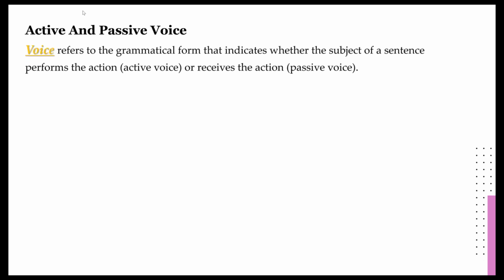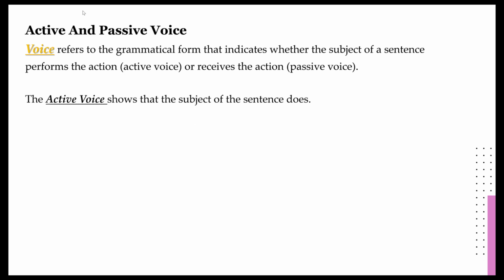Today I'm gonna talk about active and passive voice. To understand what is active and passive voice, it's good to know what is voice. Voice refers to the grammatical form that indicates whether the subject of the sentence performs the action or receives the action.